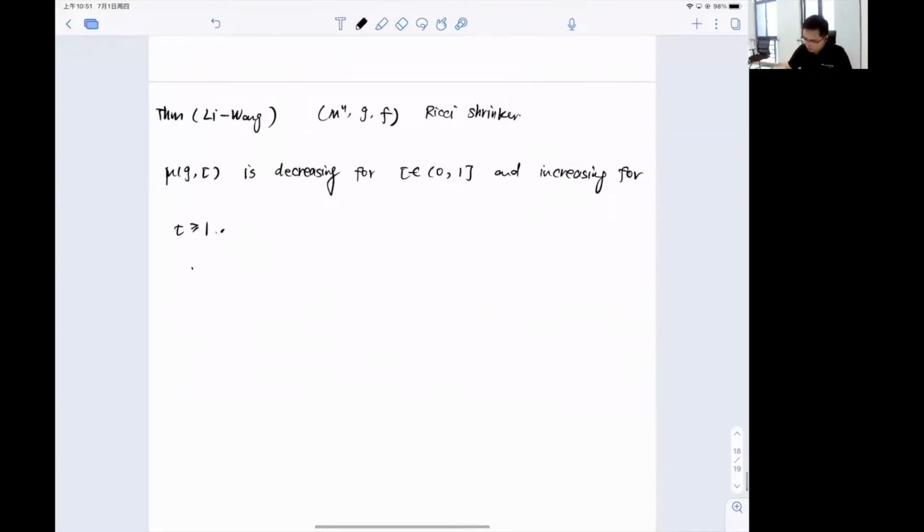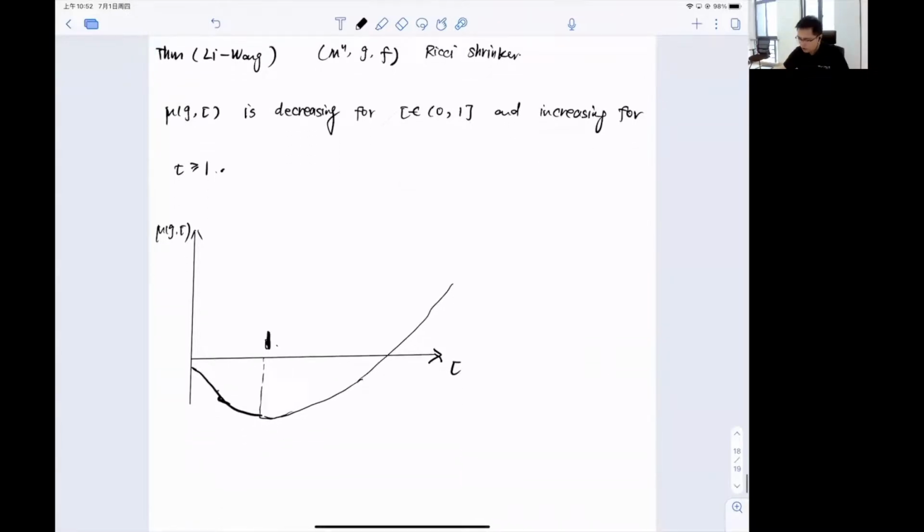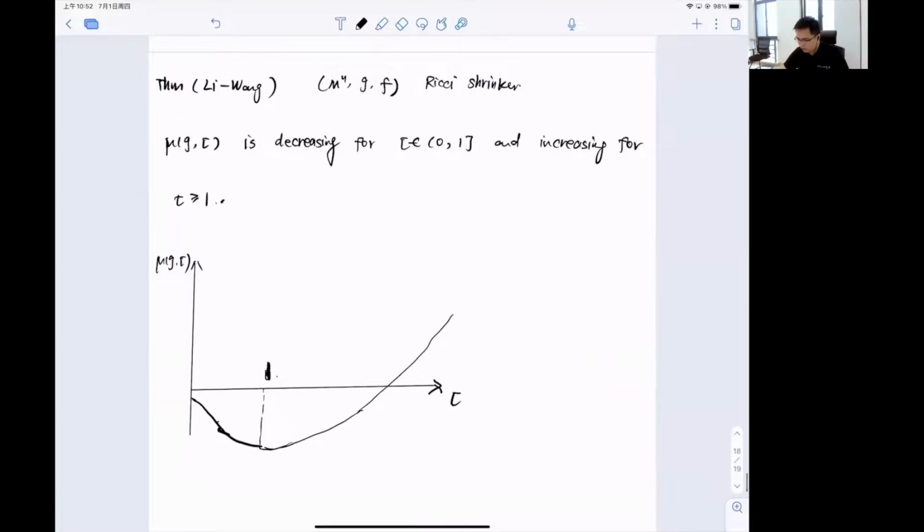So I can draw a graph for this. This is the value for mu_g(tau), and this is the value for tau. You can see as tau increases, first of all, the value of mu_g(tau) is decreasing until it approaches 1, then it might be increasing. So this is the picture for mu_g(tau) on the Ricci shrinker.